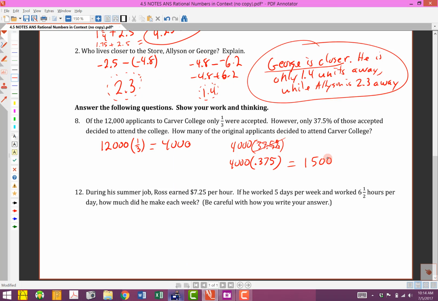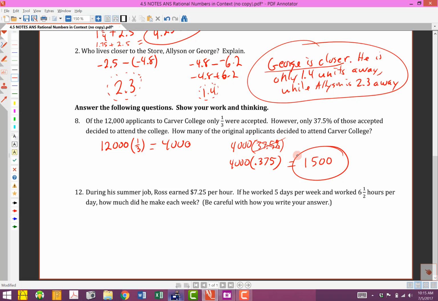So we've got a couple different answers that we got. We got 4,000 and we got 1,500. Remember, the question is, how many of the original applicants actually decided to attend Carver College? 12,000 applied. They didn't accept all of them. They only accepted 4,000 of them. And then of the ones they accepted, only 37.5% of them decided to attend that college. So the answer is right here. So how many of the original applicants? 1,500 actually chose to attend Carver College.